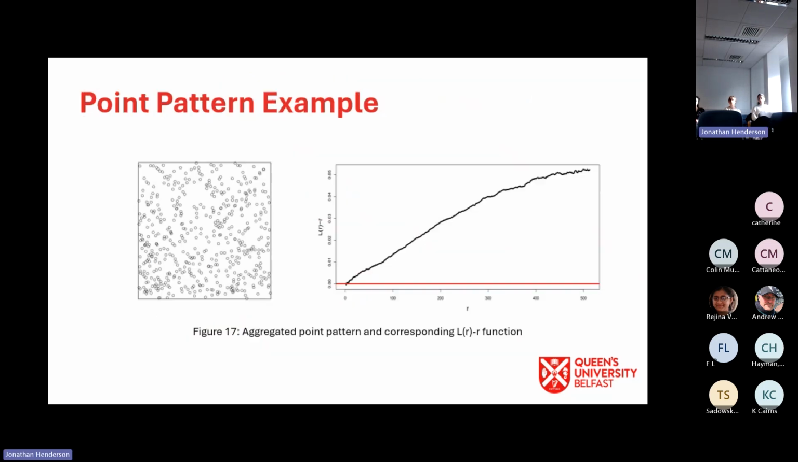So what exactly does this mean? Well, if you have an L minus R value above 0, it would indicate that there is an attraction between your points. They're interacting with each other and will form an aggregated pattern. And what we can do in that case would be to apply a model like a log Gaussian Cox process.